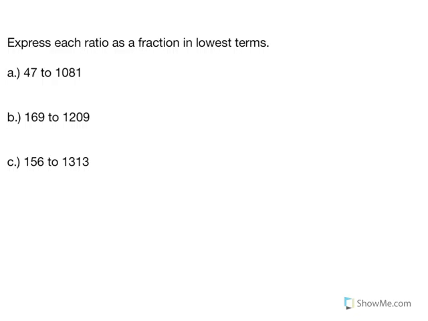Express each ratio as a fraction in lowest terms. So we're given three ratios, and notice they are all written with the word "to," which is an acceptable way to write a ratio. But now we are going to change these into fractions and then reduce them. So we'll start with 47 to 1081.